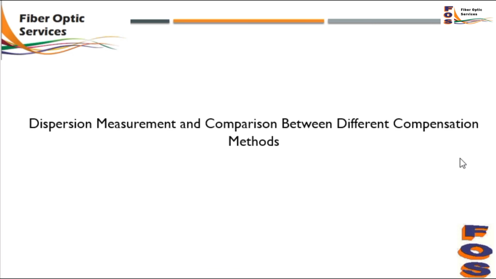Broadening of the light pulses, also called dispersion, is a critical factor that limits the quality of signal transmissions over an optical link. Dispersion is a consequence of the physical properties of the transmission medium. So in this video, we will take a look at how to measure the dispersion, and also we will see how we can compare different compensation methods using OPSIM.